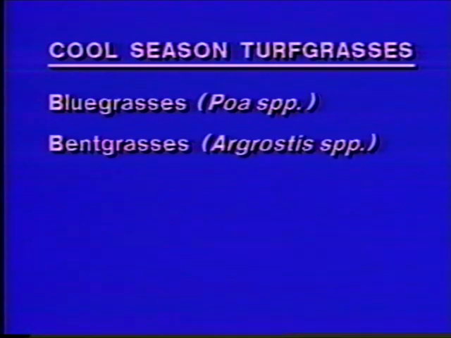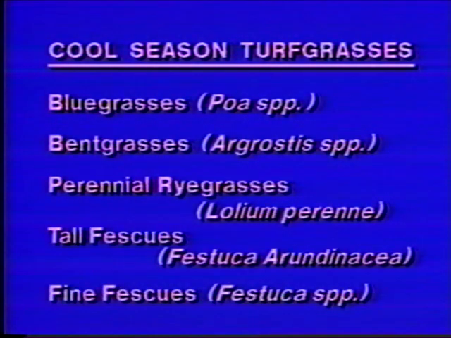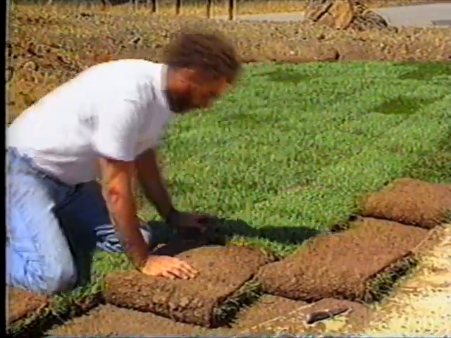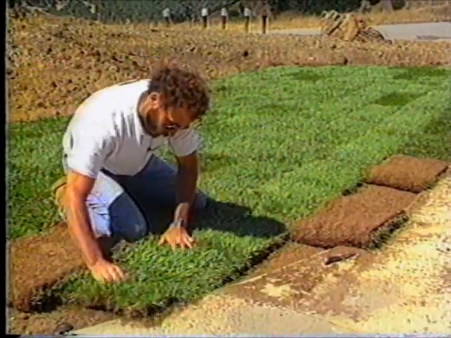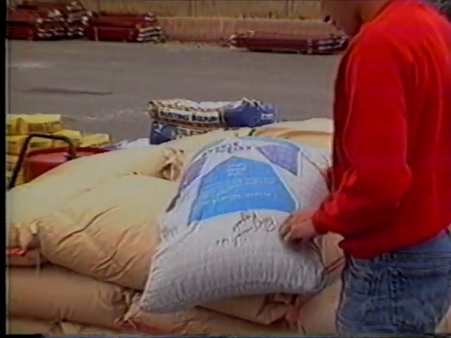Turf grasses such as bluegrasses, the bent grasses, perennial ryegrass, and the tall and fine fescues are common cool season grasses. Cool season grasses are sometimes planted as sod. This method of establishing turf provides an instant attractive cover. It's also possible to start a cool season turf using seed.